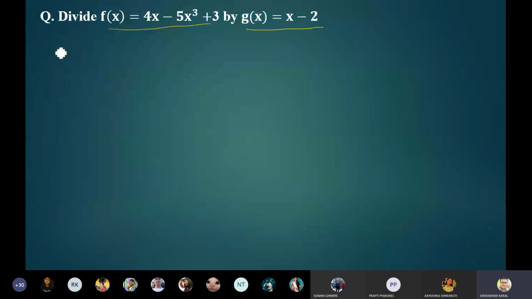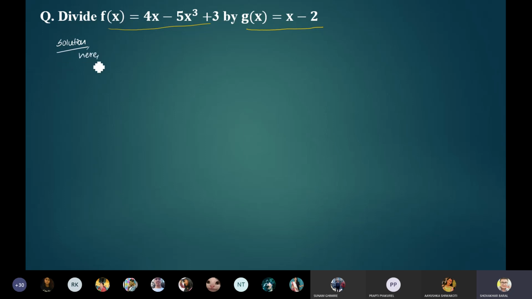Even if the question doesn't ask you to use synthetic division, you should prefer to use it, because it is very simple and you will get the result in very few steps, and it is easier also. So let me begin the solution. Write along with me, or if you can solve it yourself, you can do it on your own also.